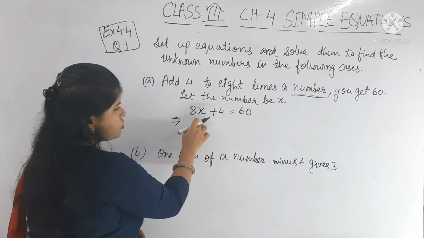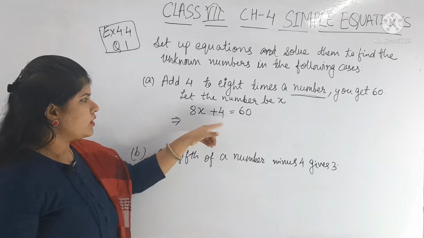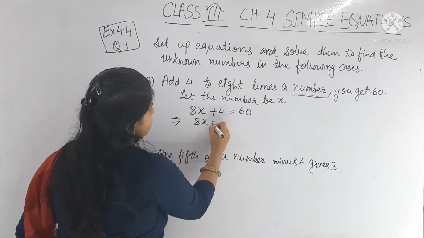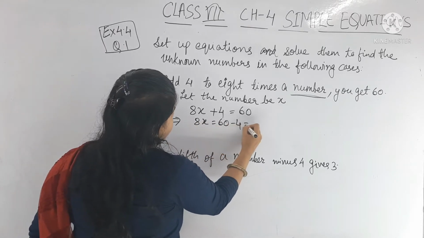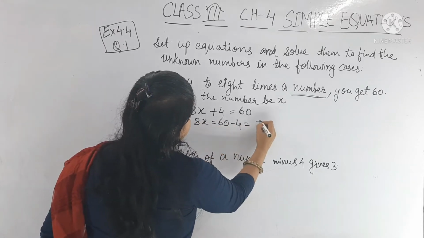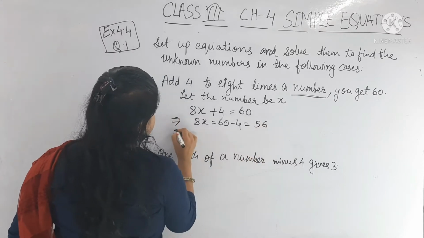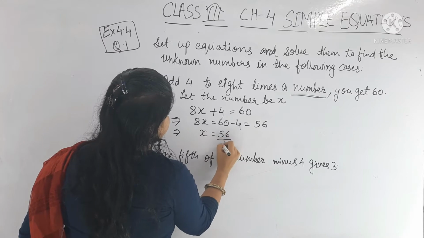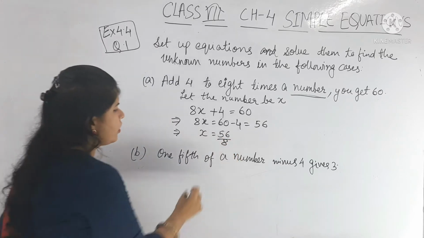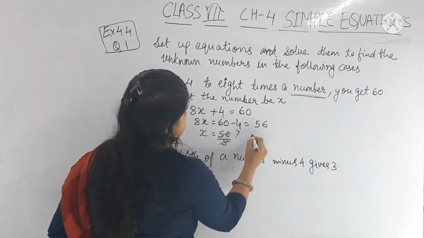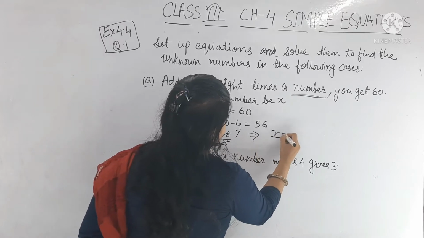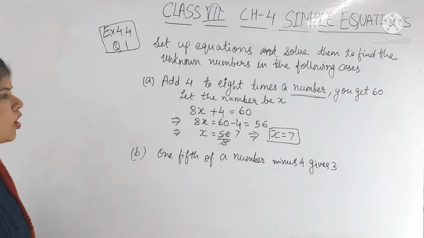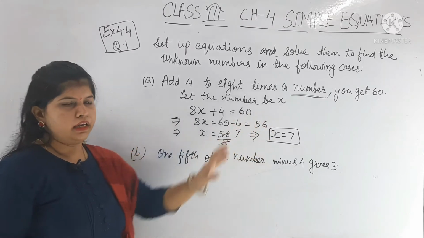I have to solve for x, so I will separate all these numbers from x. So 8x equal to 60 minus 4, that is 56. So 8x equal to 56, x equal to 56 divided by 8. 8 sevens are 56. So I am getting x equal to 7. So the number is 7. That is your answer for part A.